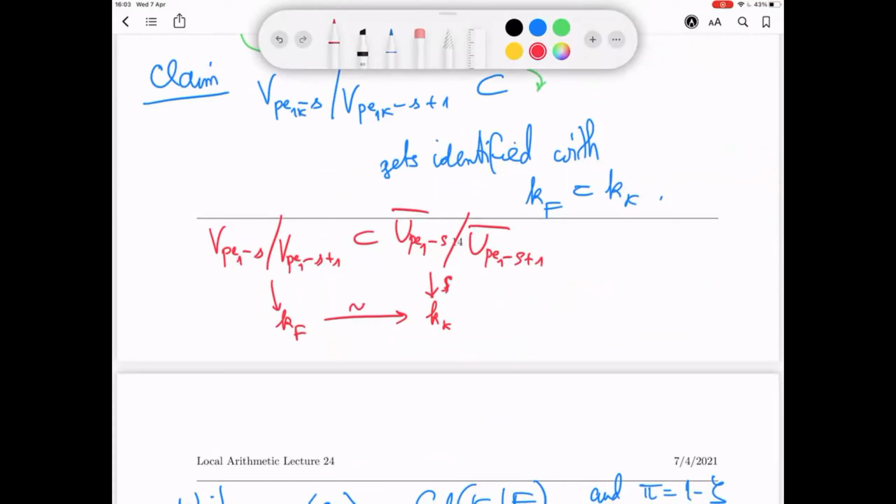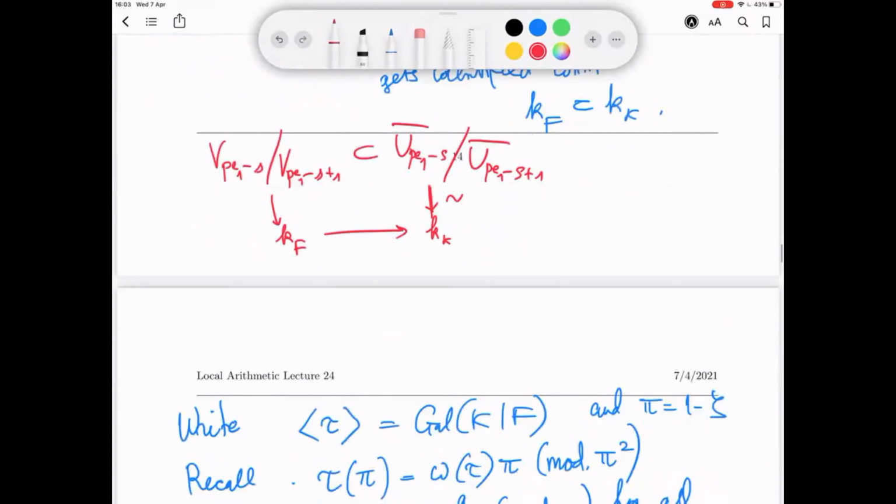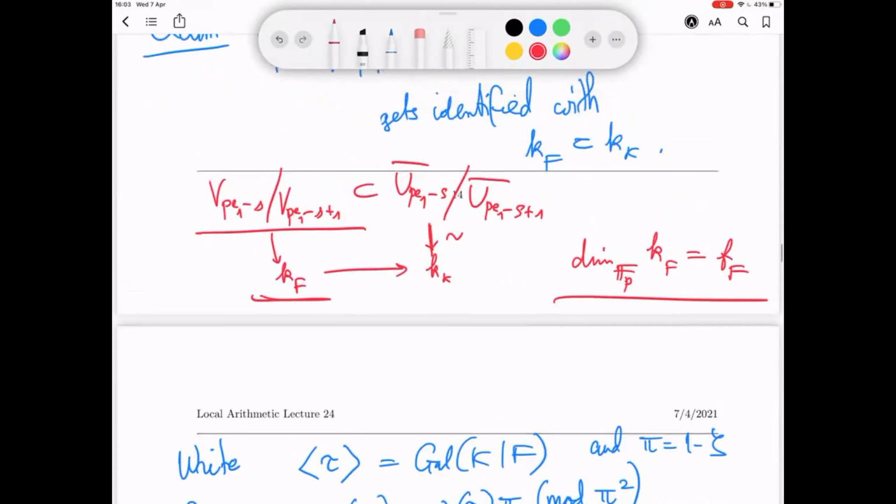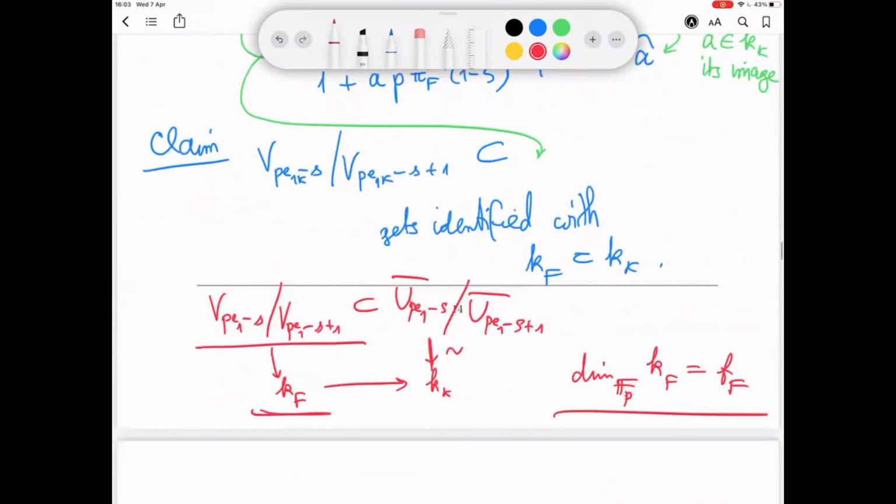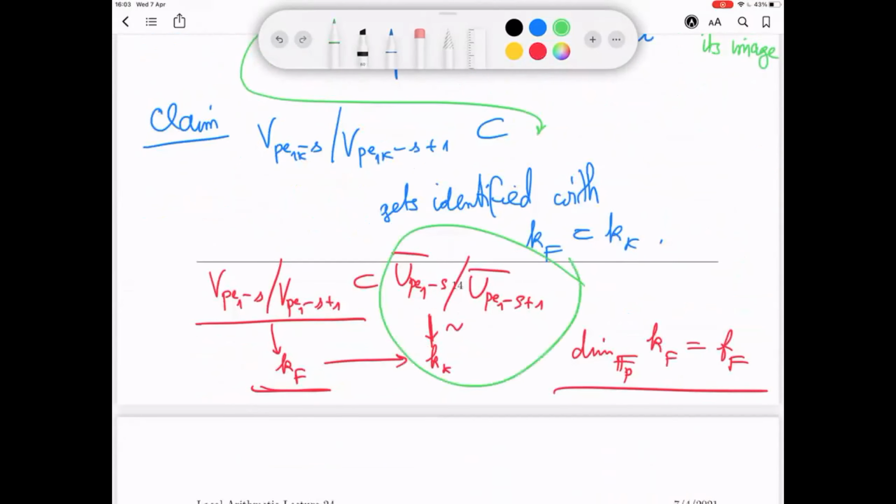We'll find an isomorphism here, right? This, such that under this isomorphism, this subspace gets identified with this. And that will complete the proof, because the dimension over FP of KF is equal to, of course, FF, right? So that's what we have to find: an isomorphism here such that this gets identified with this.